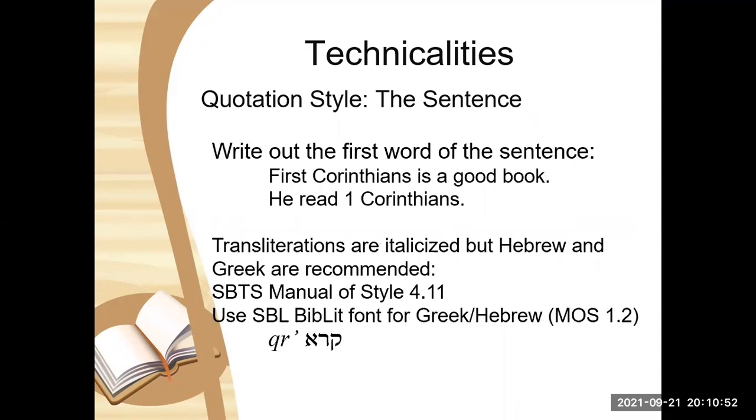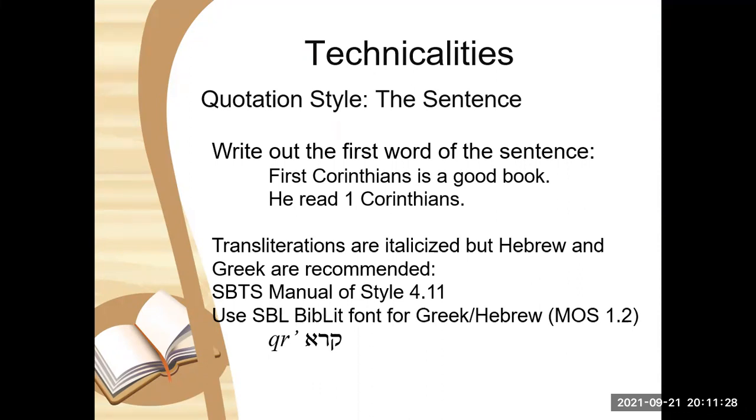So the next part of the quotation style, write out the first word of the sentence. This is true generally. So if you're saying first, second, third in your academic writing, you do not do 1, 2, 3. You write out the words first, second, third. The same thing goes for biblical books. So First Corinthians is a good book is not 1 Corinthians. On the flip side of that, he read 1 Corinthians is just the number 1.